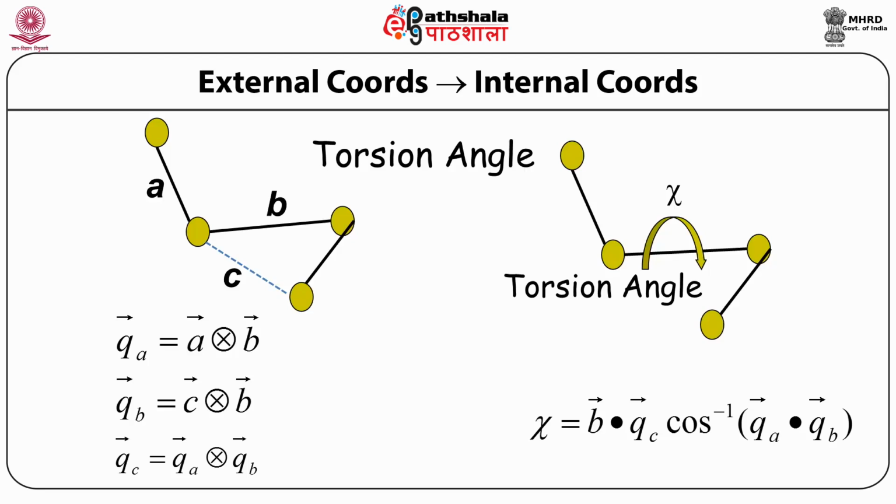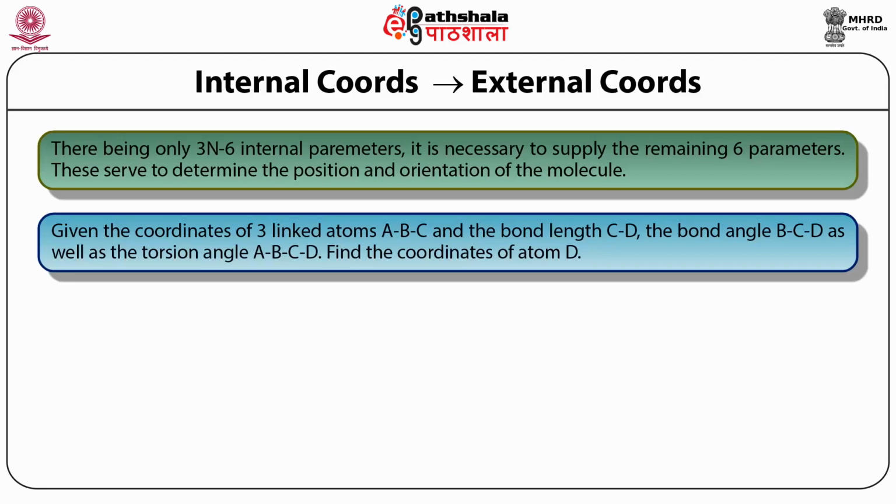A little bit of geometry will tell you that the dot product of the vector B and the vector QC can have only two values, +1 or -1. So effectively what that gives you is the sine of the torsion angle. So there being only 3n minus 6 internal parameters, one thing is clear: if I go from external to internal, which is 3n to 3n minus 6, I can definitely do it. I have all the information required.